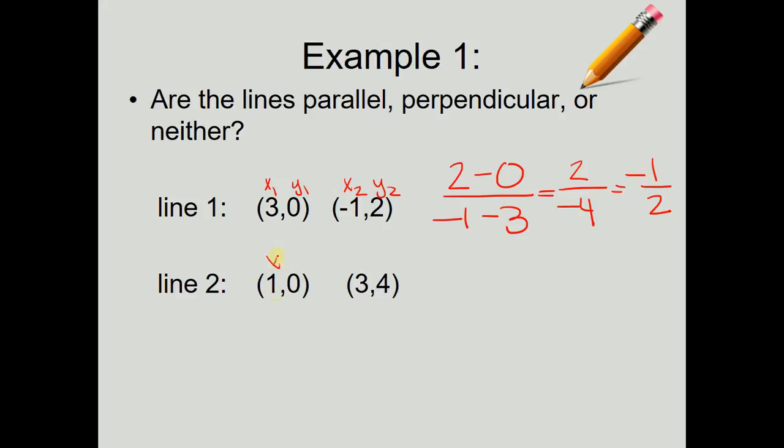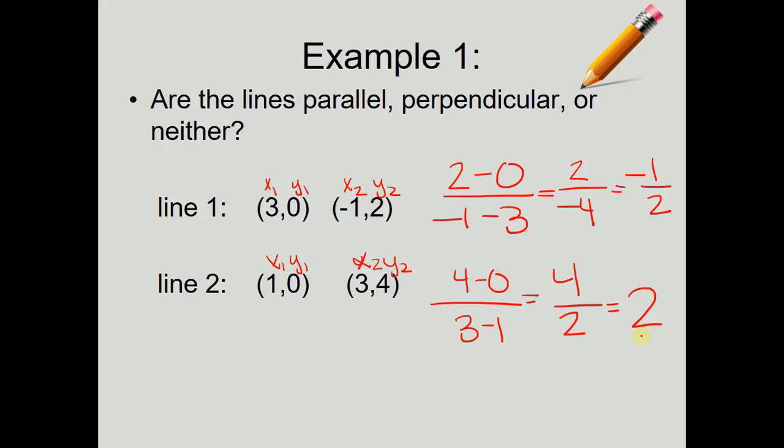Let's check this one out now. I got x1, y1, x2, y2. So I got 4 minus 0 over 3 minus 1. So 4 over 3 minus 1, 2. That is just 2. Notice, guys, so are they parallel? Parallel meaning they are the same slope. No, not the same.